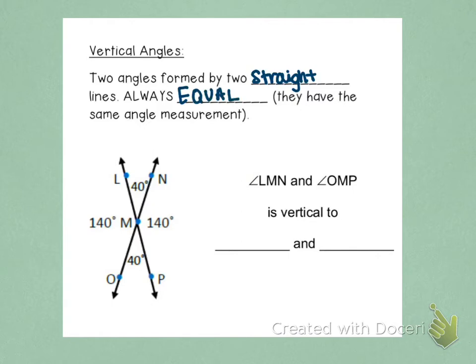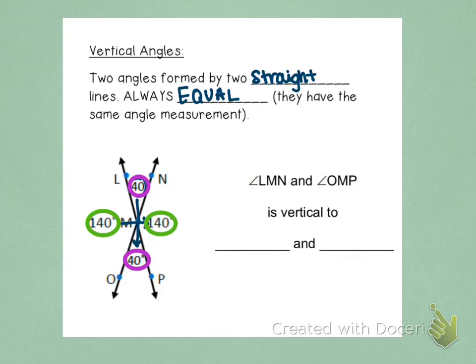So if I were to look at this 40-degree angle, to be vertical means to be straight across. So this would be vertical to this. And then if I were to go straight across from my other angle, 140, to be straight across from 140 would be the horizontal version, which is 140 because they are equal.